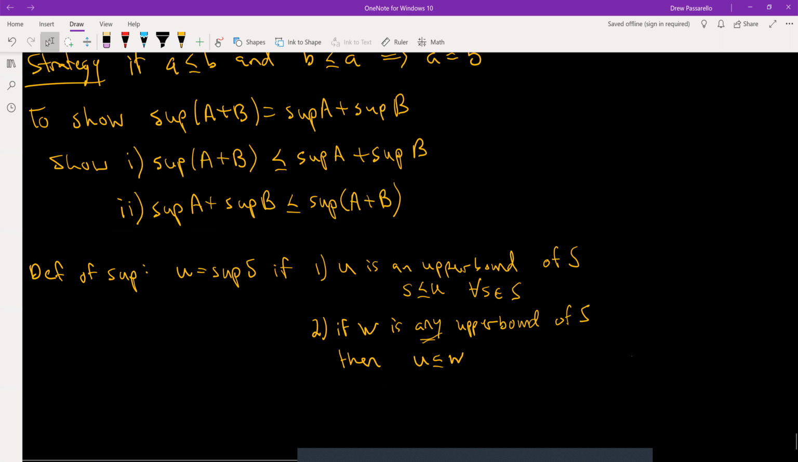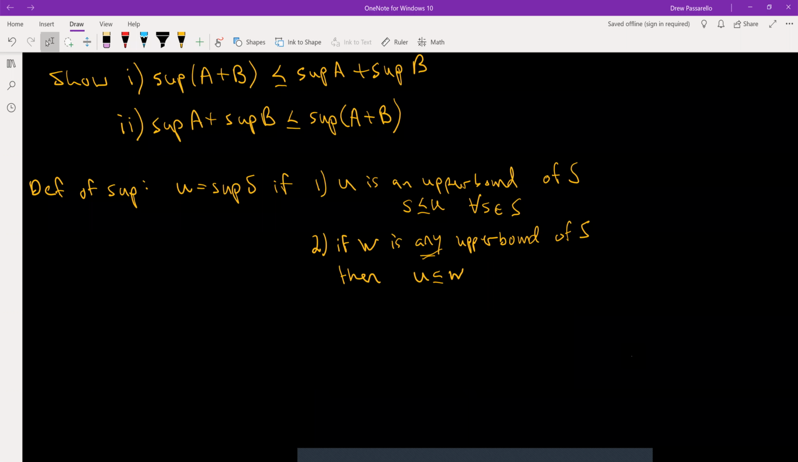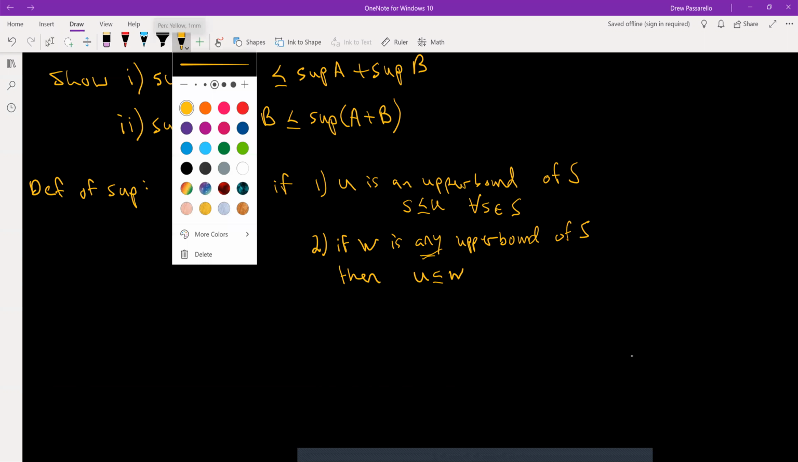And here's just the definition of supremum. U equals the supremum of some set S. Well, first, U is an upper bound of that set, so s is less than or equal to U for all s in S. If W is any upper bound, and I emphasize the word any, if W is any upper bound of S, then you'll have U is less than or equal to W. Okay, so the proof.